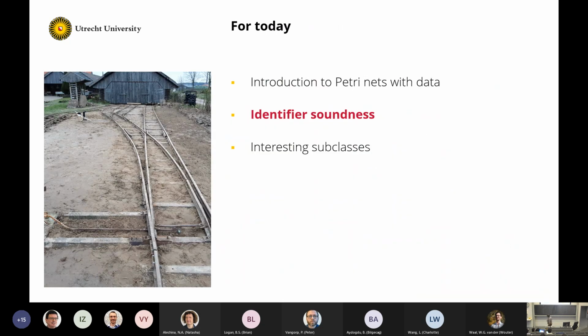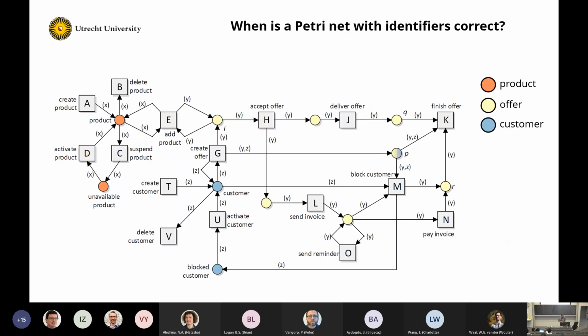Well, that brings me to the next part, identifier soundness. So we found something that we can say whether it is correct or not. There's only one pitfall: the property itself is undecidable. I already say it now. But what is actually the property, and what happens? What is the rationale behind it?